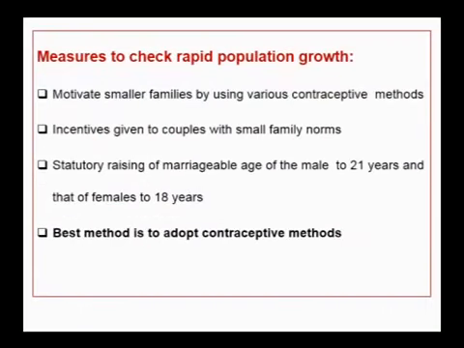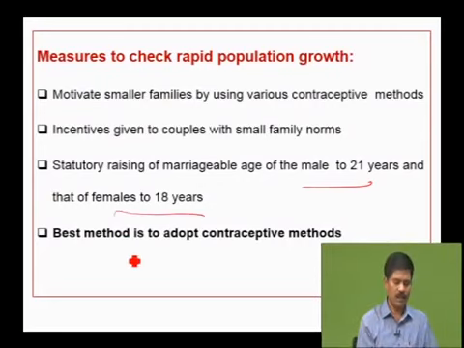Measures to check or tackle rapid population growth: motivate smaller families by using various contraceptive methods, incentives given to couples with small family norms, statutory raising of marriageable age of the male to 21 years and that of females to 18 years. And the best method to prevent overpopulation is to adopt contraceptive methods.